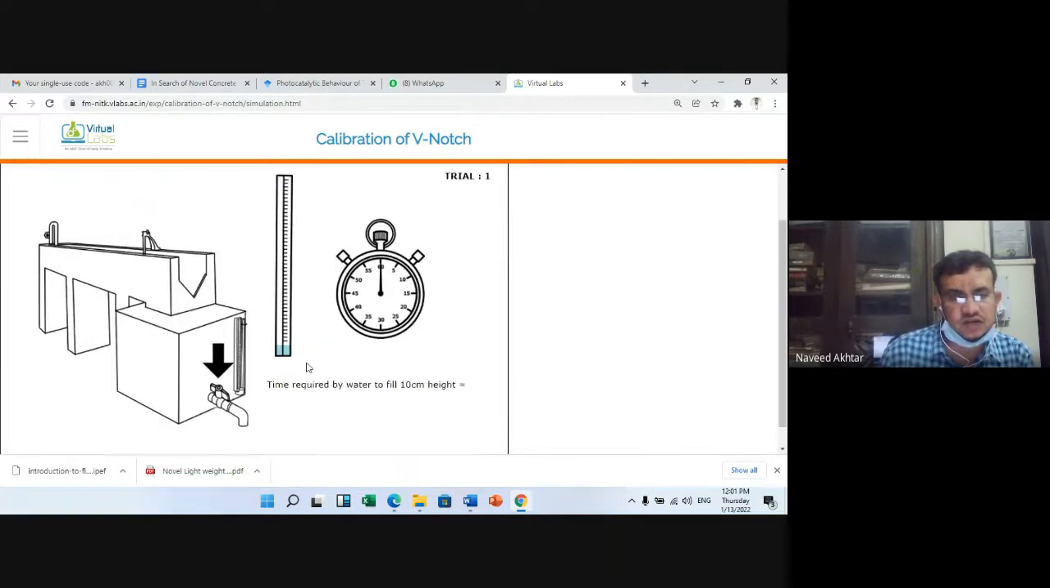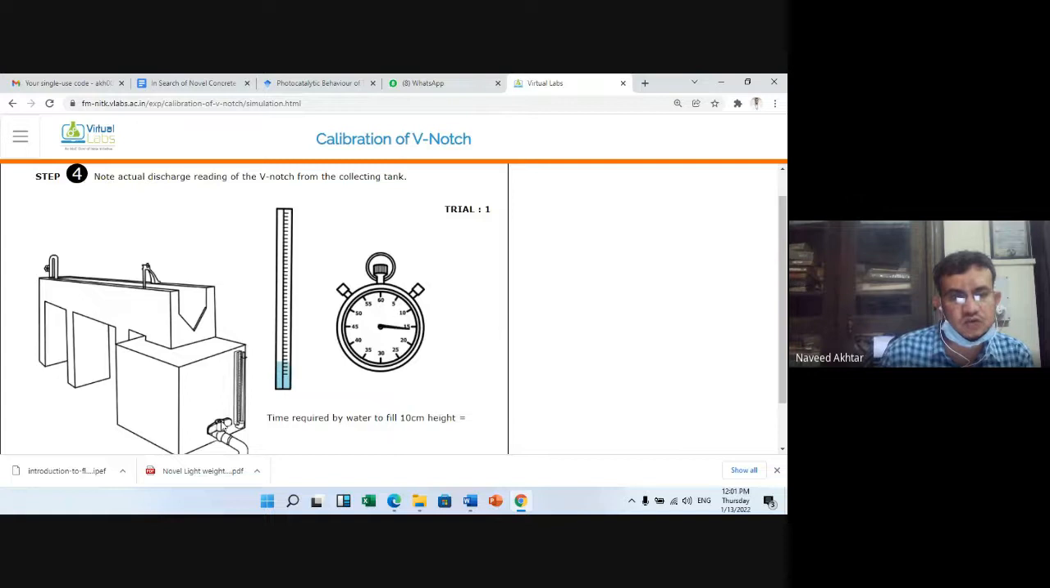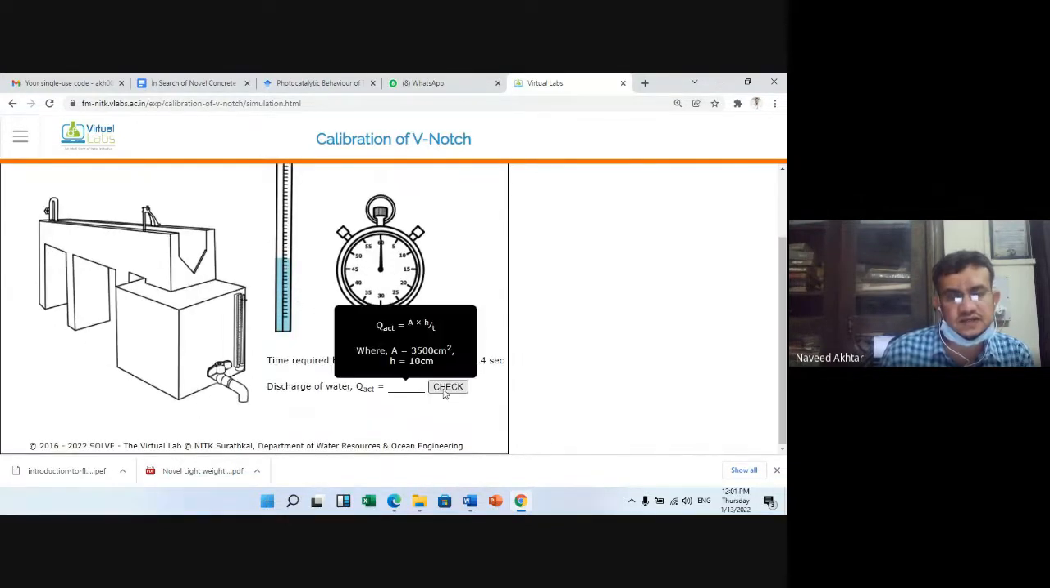We'll go forward. Now you can open the knob, close the knob, measure the tank height. It is 31.5 seconds. Now you can use A into H by T. Area is 3500 into H, 10 centimeter, divided by time taken. Time कितना लगा? तो हमने 31.4 सेकंड लगा. Put the value. You can find the actual. Calculate the Q actual. Give the reading.